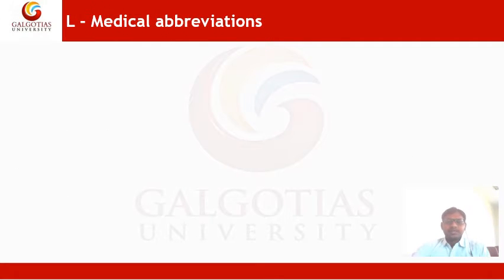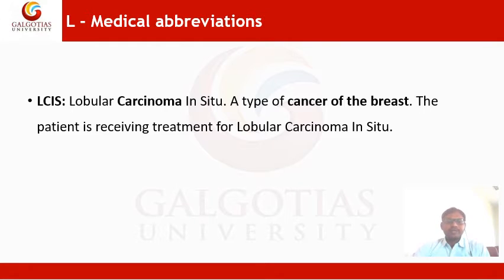And here, medical abbreviations related to L. You can see here LCIS. The full form of LCIS is lobular carcinoma in situ, a type of breast cancer. This is breast cancer. The patients are receiving treatment for lobular carcinoma in situ. Mostly it can happen in females, as breast cancer.